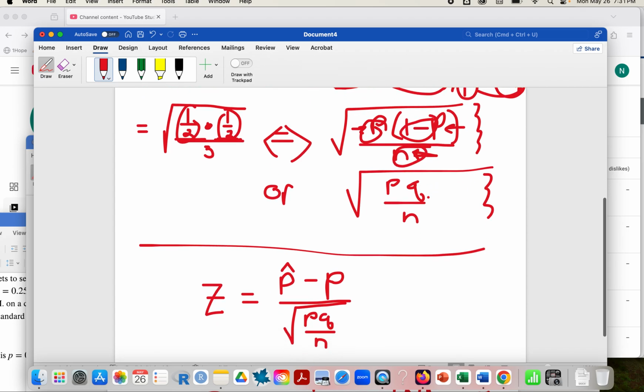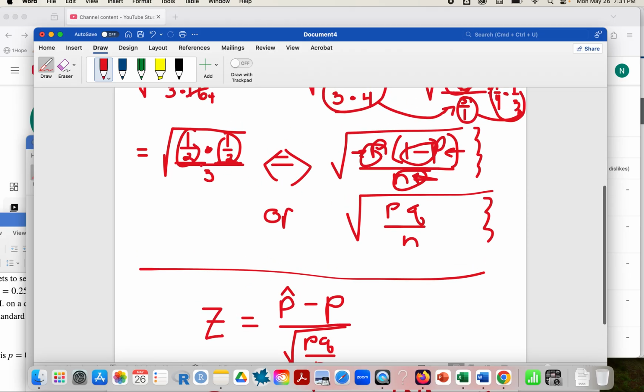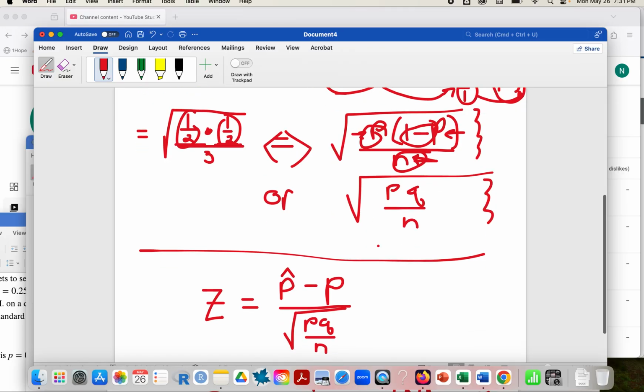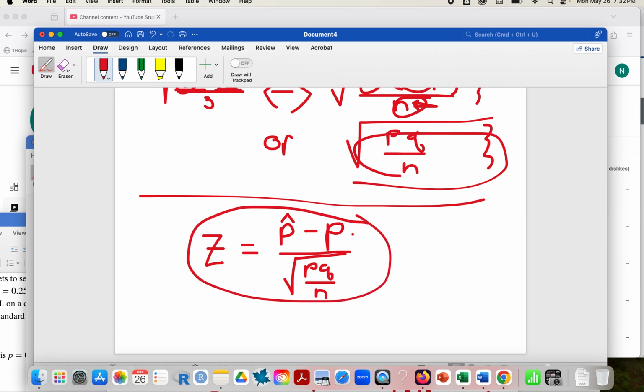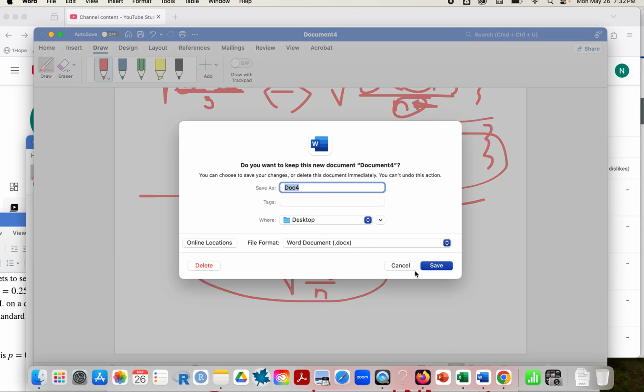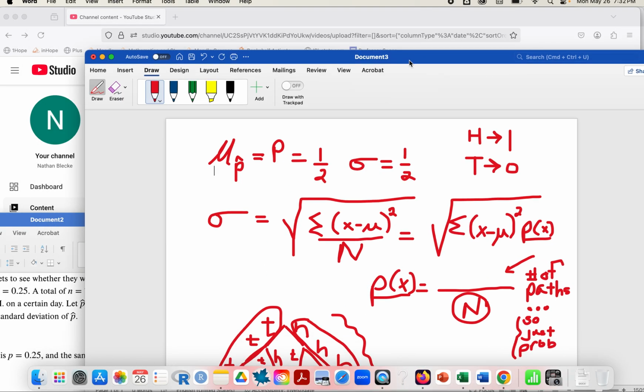Now, when I take the square root of, well, I don't need to take the square root, ignore that. I end up getting to the formula, which is the square root of P times Q over N. And what I end up with is actually our third z-score formula, where it is P hat minus P over the square root of PQ over N. All right. Now, how does that help us? Or how does that impact what we're doing? I'm going to delete this off. I'm going to delete this off.